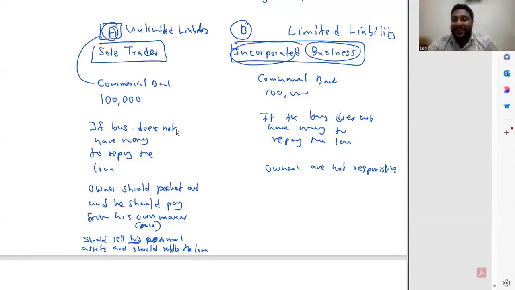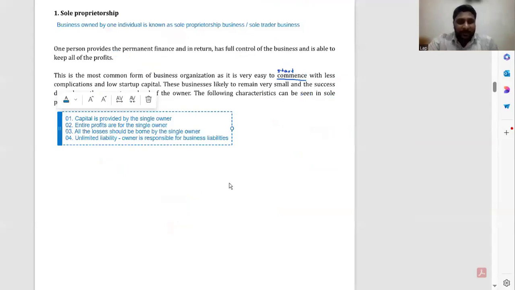Everyone would start incorporated businesses and the banks would have to shut down after giving the loans. So starting is extremely difficult. Only people with good money capacity and capability can start an incorporated business. It's not like a sole trader business. So the owner is responsible for the business liabilities.